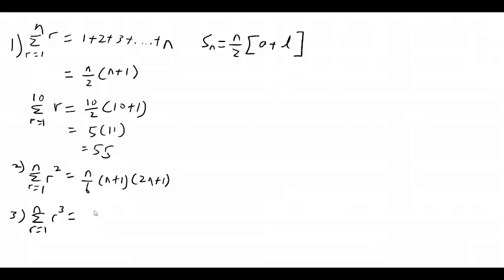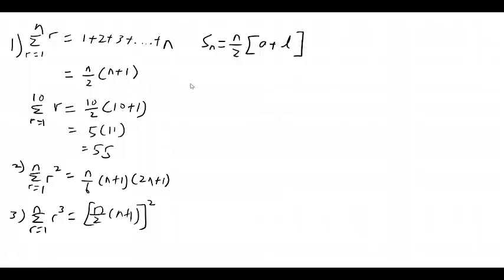And the third one, if you want to sum up r cube, that means it's 1 cube plus 2 cube plus all the way until n cube. And the formula is quite unique, quite special. This formula is just n over 2 (n plus 1), then you square the whole thing. If you notice, this is basically the square of the first one. You just take the first formula, then apply a square to the whole thing, and this is the summation of r cube.